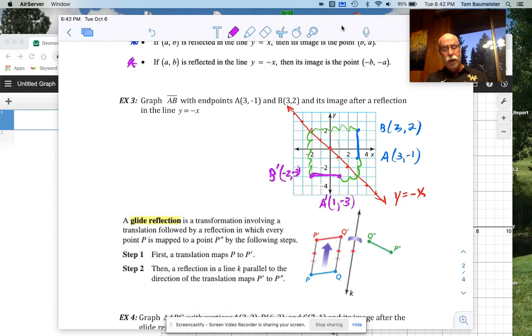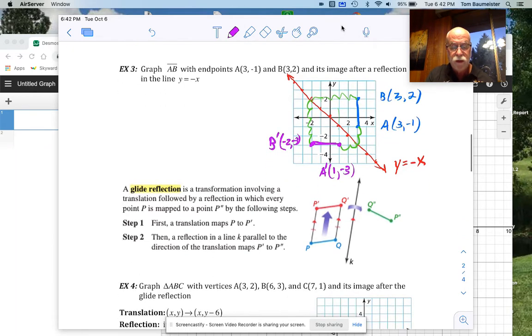All right, now the last thing is a glide reflection. So when we do a glide reflection, ladies and gentlemen, what that means is we're going to do one step and then another one. A glide reflection is a transformation involving a translation followed by a reflection in which every point P is mapped to a point P double prime by the following steps. Step 1, first a translation maps P to P prime.